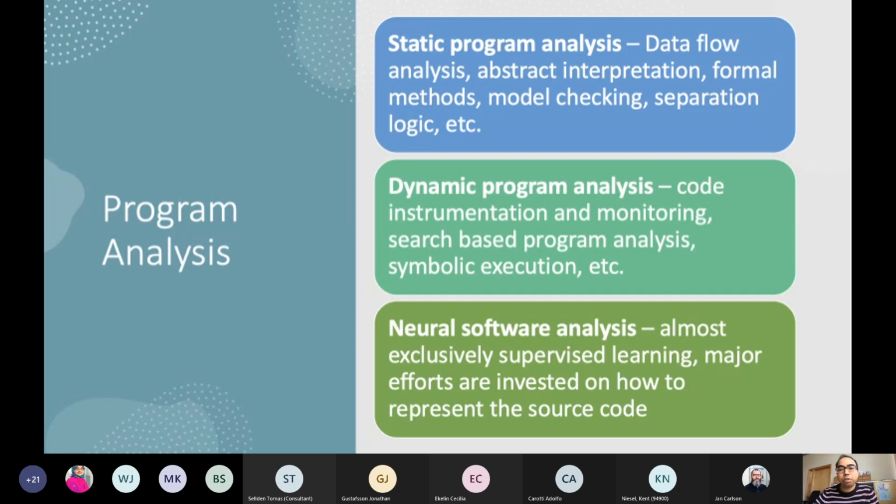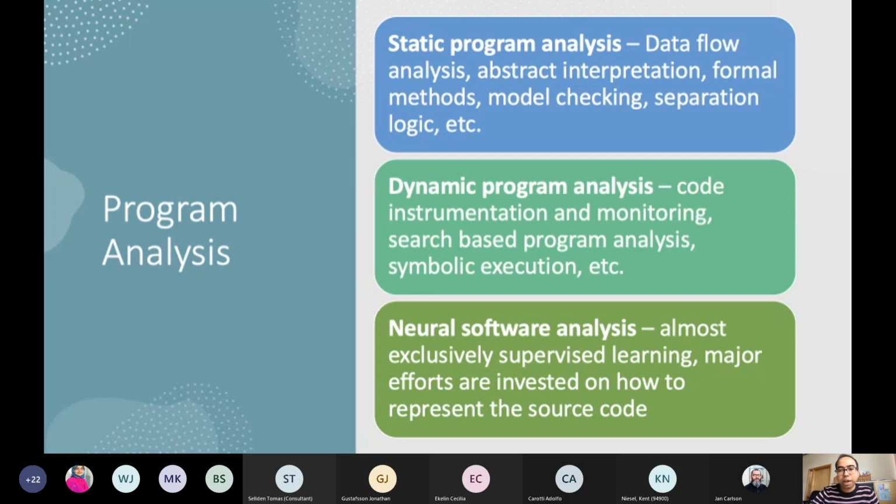Dynamic analysis is a kind of software analysis that executes the code in a real or controlled environment. Typically, code is instrumented and various instrumentation parameters are monitored dynamically to infer runtime program properties. Other dynamic analyses include, for example, search-based program analysis, testing, or symbolic execution. Symbolic execution is an interesting kind of analysis that sits in between static and dynamic analysis because it executes the program but on symbolic data.